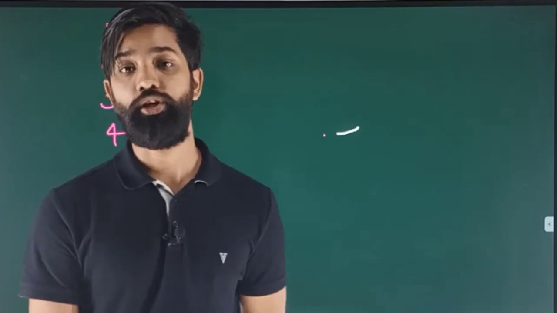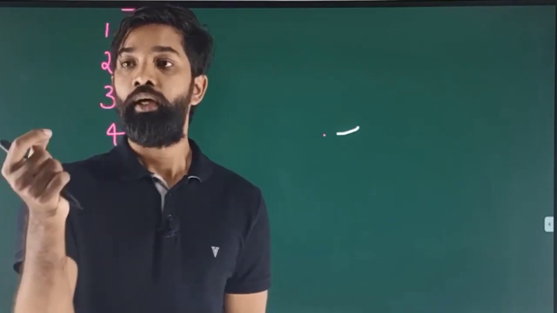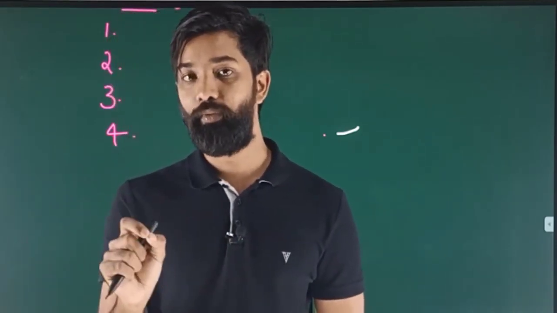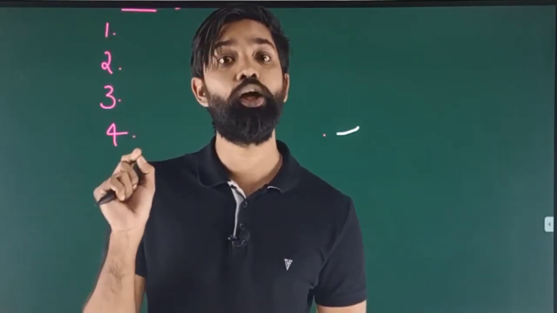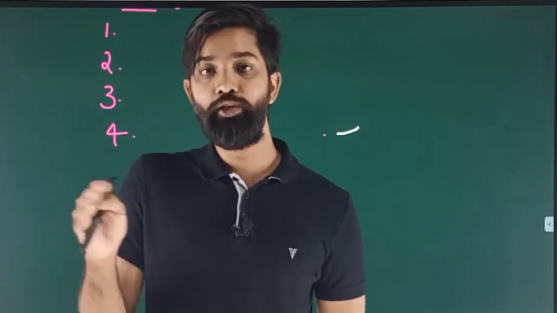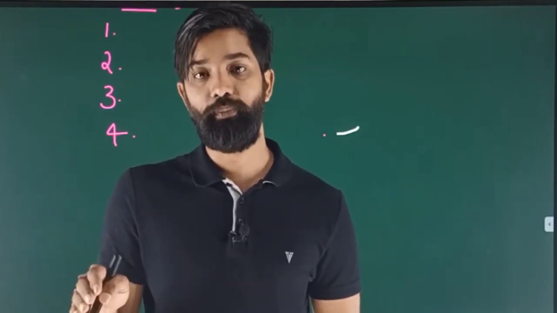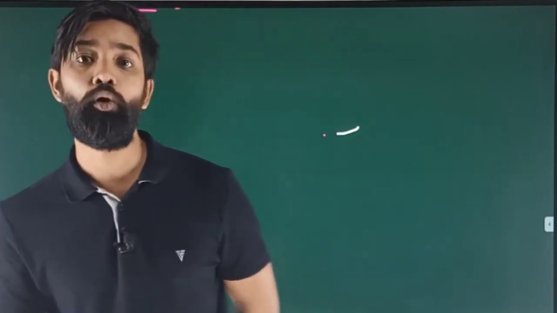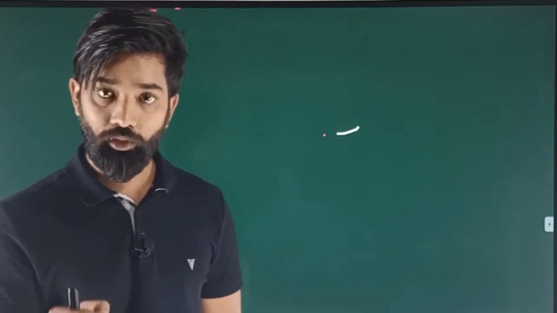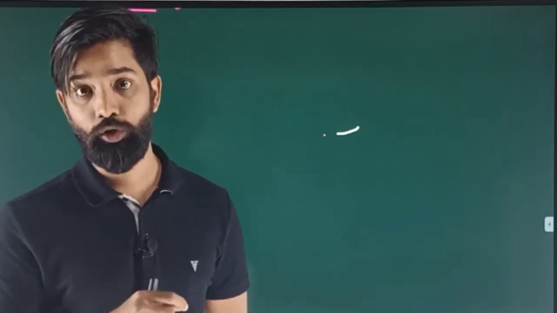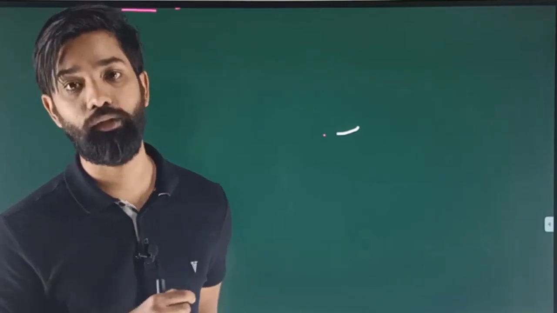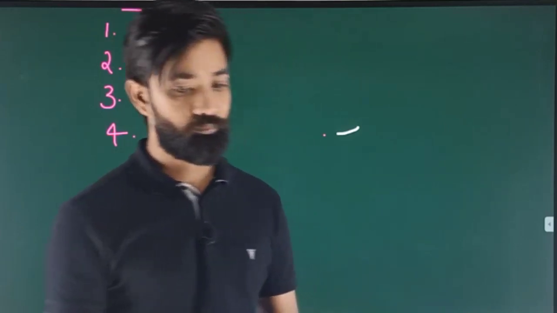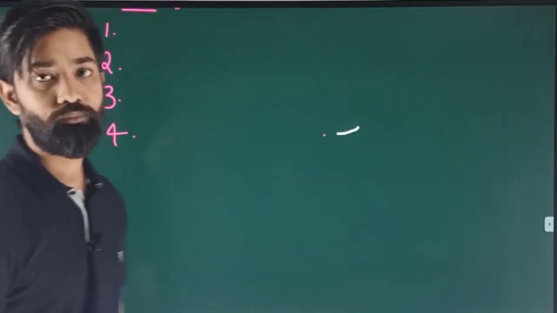Next point: an atomic orbital is monocentric, because it is the region where the probability of finding an electron in an atom is maximum, and the atom has a single nucleus. A molecular orbital is also a region where the probability of finding an electron is maximum, but the molecule has more than one nucleus, so molecular orbitals are polycentric. Atomic orbitals are monocentric, but molecular orbitals are polycentric.